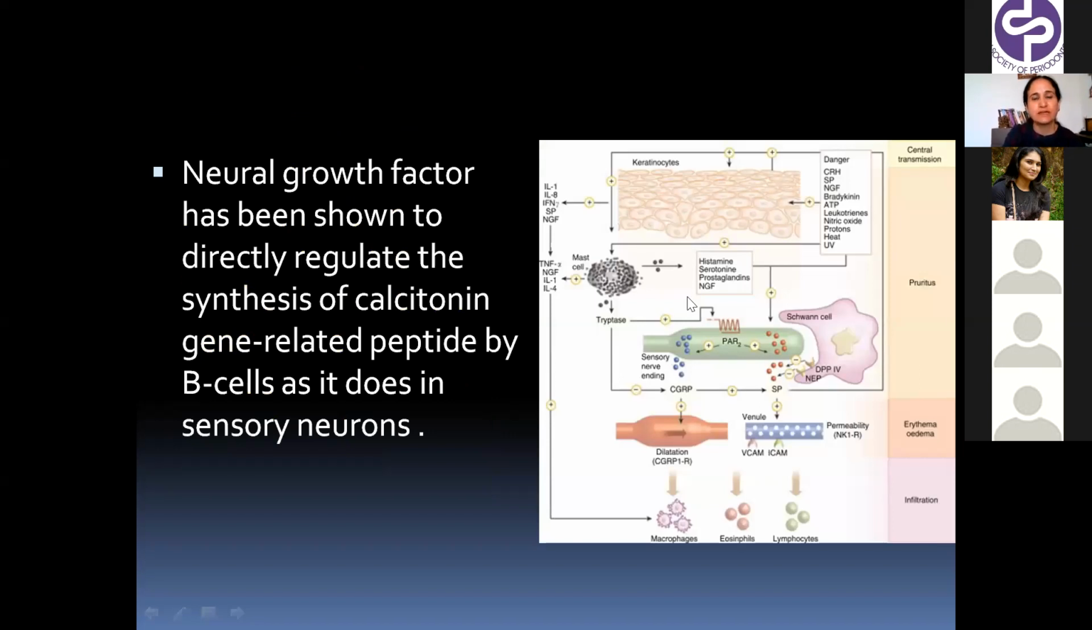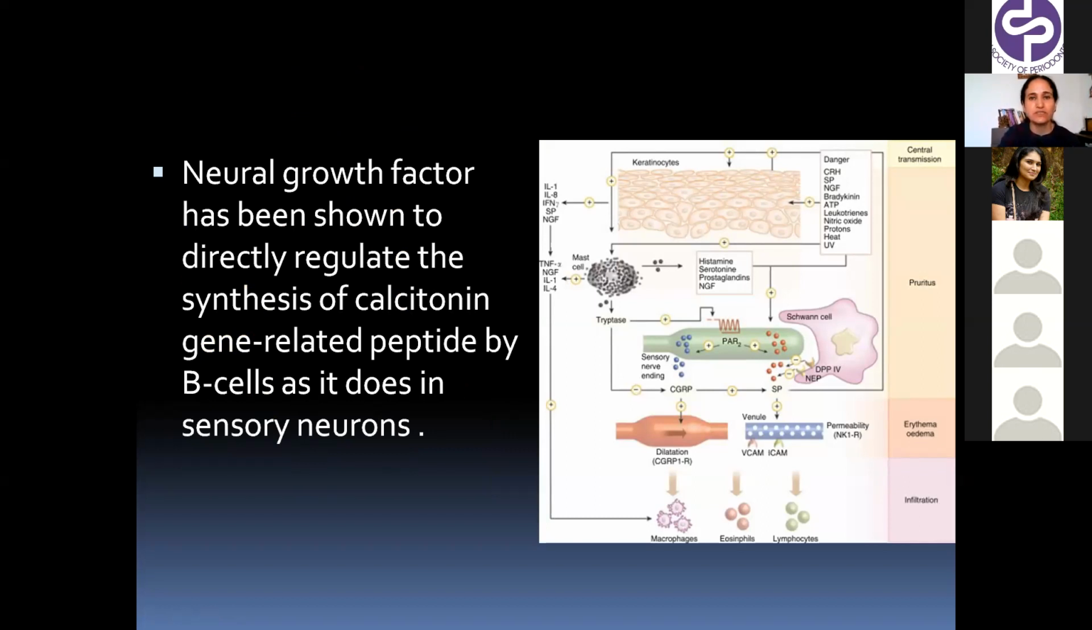Now, neural growth factor is another factor which has been shown to directly regulate the synthesis of calcitonin gene-related peptide by B cells, and it does in the sensory neurons. Now, this is another component that has been added apart from the inflammatory mediators, which are usually the lipid mediators or the kinin mediators.